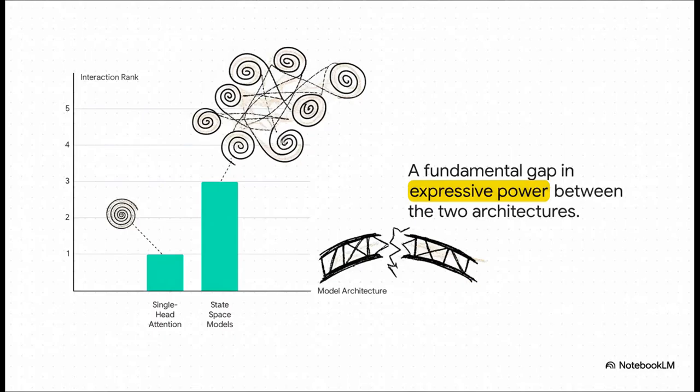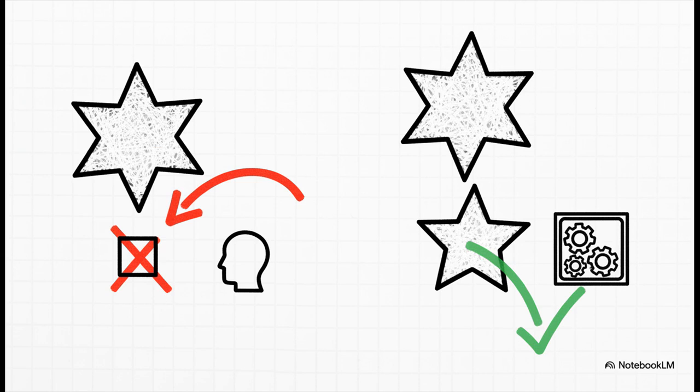And this is where it gets really interesting. Their framework proves, mathematically, that a single head of attention is fundamentally stuck with a low interaction rank. It's constrained. SSMs, on the other hand, can represent way more complex, high-rank interactions. There's a huge gap in their expressive power. So why is this such a big deal? Well, it means that there are some problems out there that an SSM can theoretically solve, but a single attention head simply can't. It's not a matter of training it longer or with more data. Its very design makes it impossible.